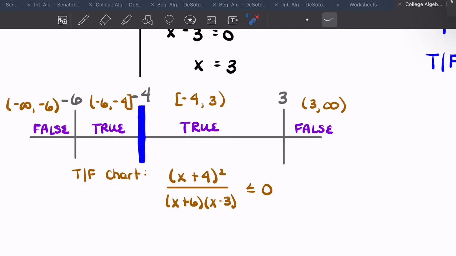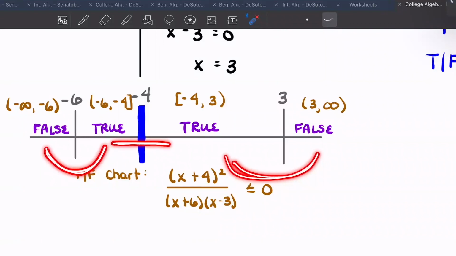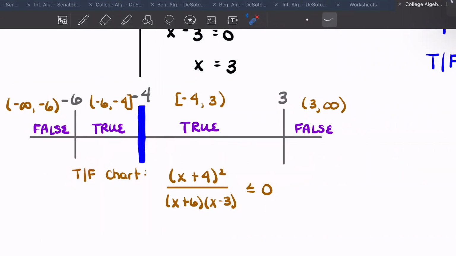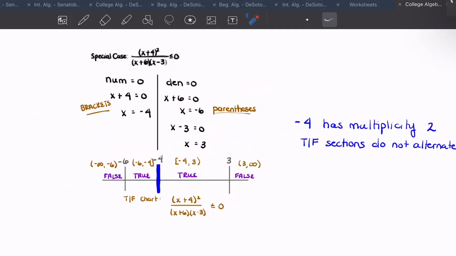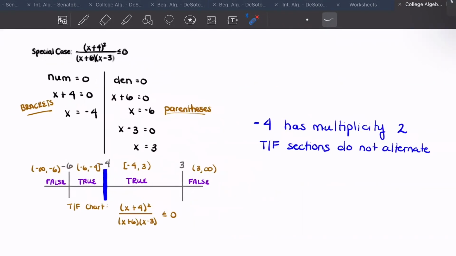Okay, these will alternate across that multiplicity. They'll be the same. Okay, so if you had true here, you would have false, false, true. So it doesn't exactly alternate, but there still is a pattern that you'll see if you have multiplicity.